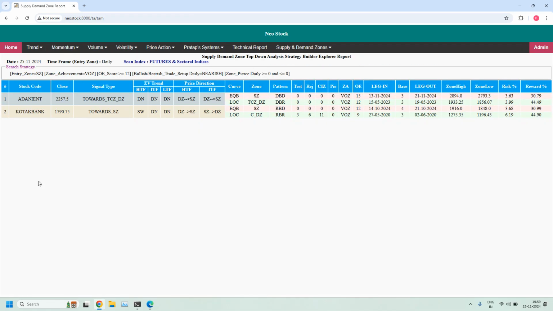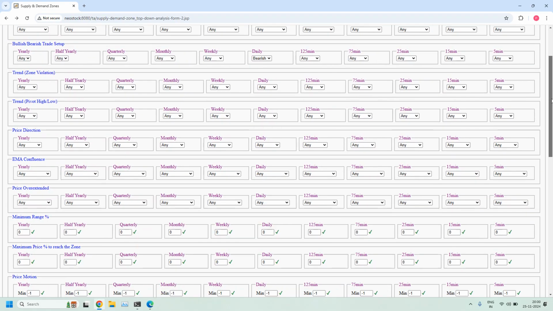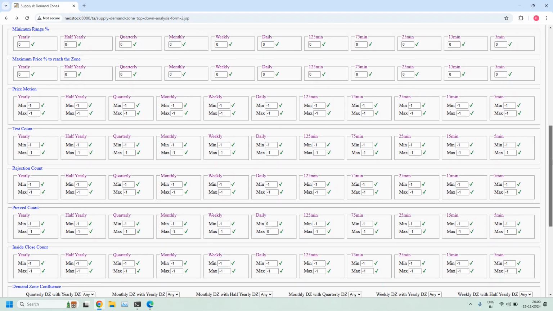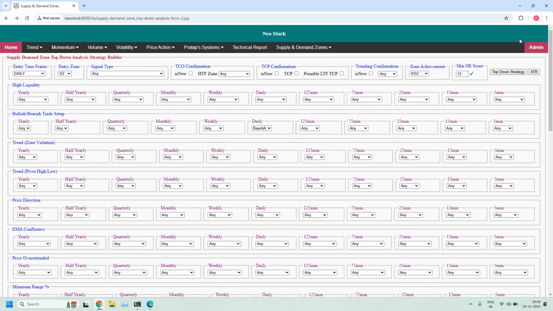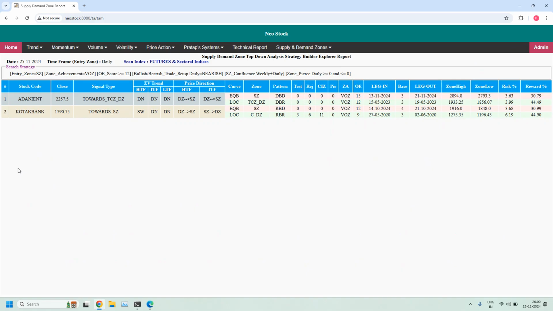We got 2 stocks. Currently these 2 are supporting bearish trade setup for monthly income trade. Entry time frames are daily supply zones. And in these daily supply zones, there could be some high probability setup stocks based on LTF and ITF supply zone confluence. So in the supply zone confluence, daily supply zone with weekly supply zone confluence filter is enabled. With this filter, we got both the stocks.